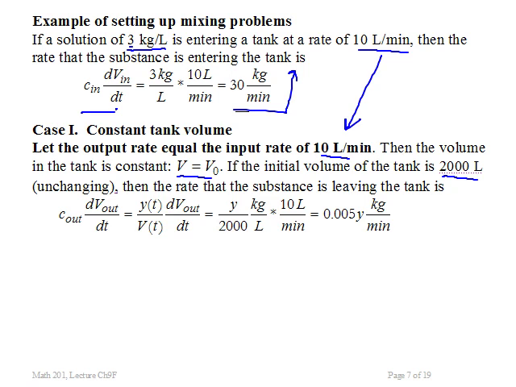And here's the rate that the substance is leaving the tank. C out equals the output flow rate, which we said was 10, right, times Y, the amount of substance in the tank, which is changing, divided by the volume of 2,000. So if I carry that out, you see the liters are gone, and again I have kilograms per minute. I'm going to equate these or subtract them, so they better be in the same units.